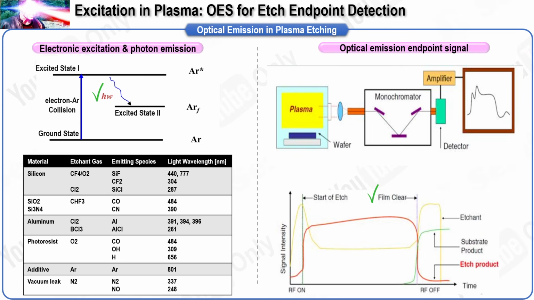For example, when fluorine reacts with silicon, etch byproducts such as SiF2 and SiF4 are generated. These species can be further dissociated or ionized in the plasma, and their characteristic emission lines appear in the spectrum. The graph at the right bottom illustrates this behavior. At the start of etching, signals rise as reactions begin. When the film is cleared, the product signal drops sharply, while the etchant and substrate signals change accordingly. This transition provides a reliable marker for process endpoint control.